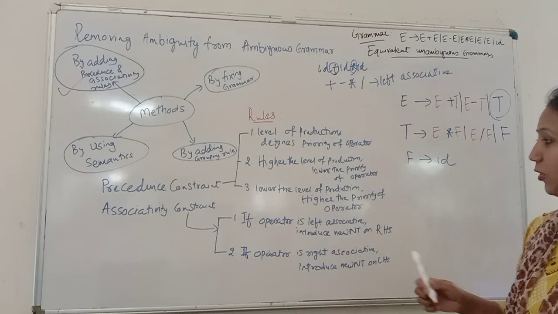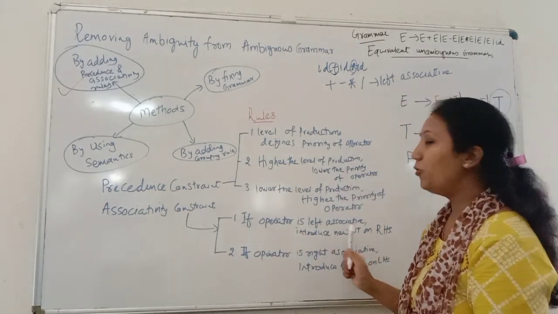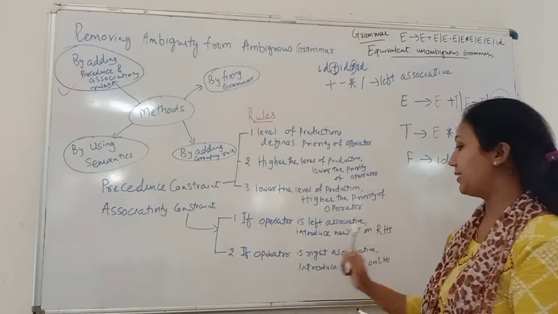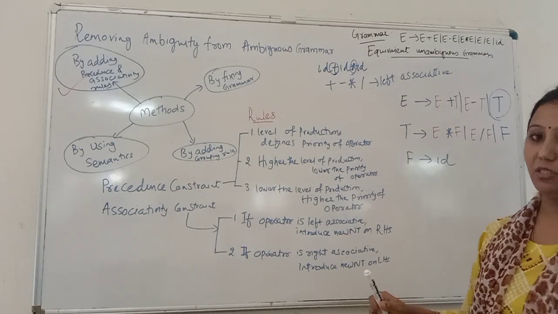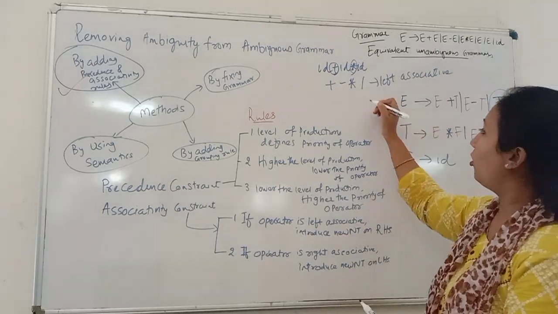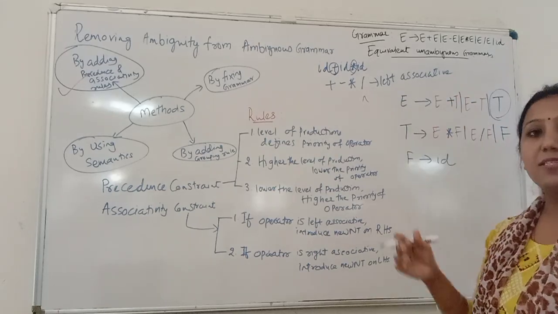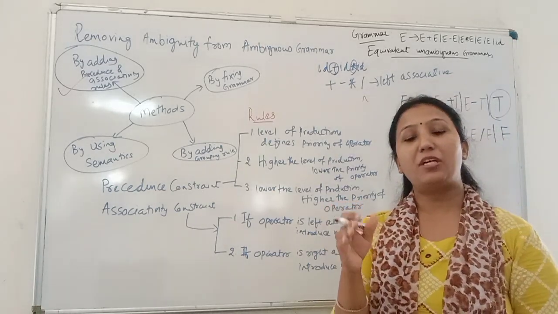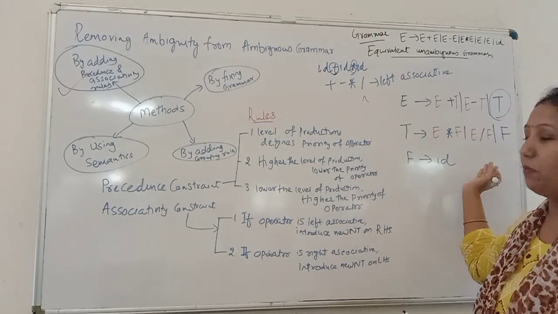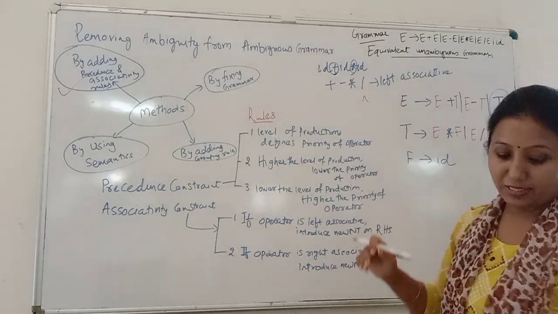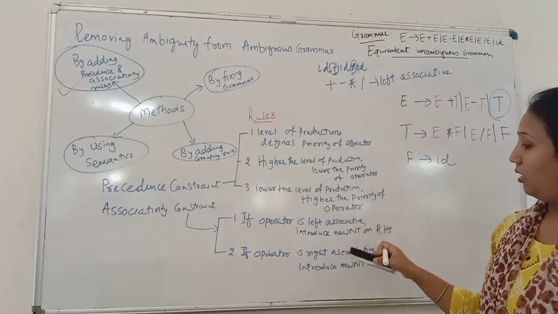So this is the associativity constraint. If the operator is left associative, introduce a new non-terminal on the right hand side. If the operator is right associative, introduce a new non-terminal on the left hand side. We know the operator called power is right associative. So if there is some grammar where the power is there, which is right associative, in that case we have to introduce a new non-terminal on the left hand side. So this is how these rules are used.